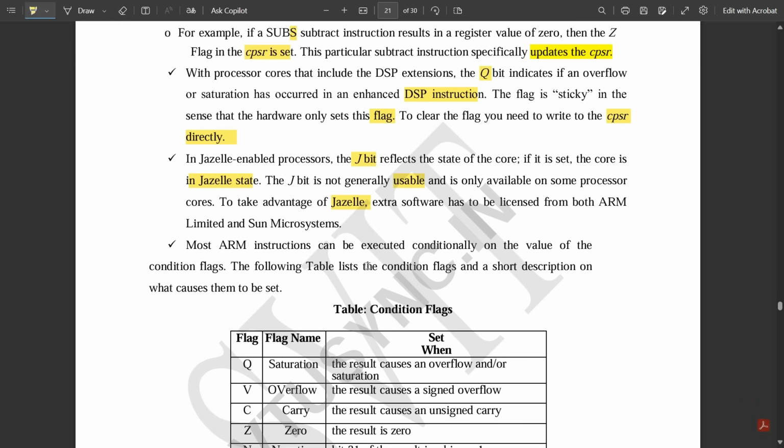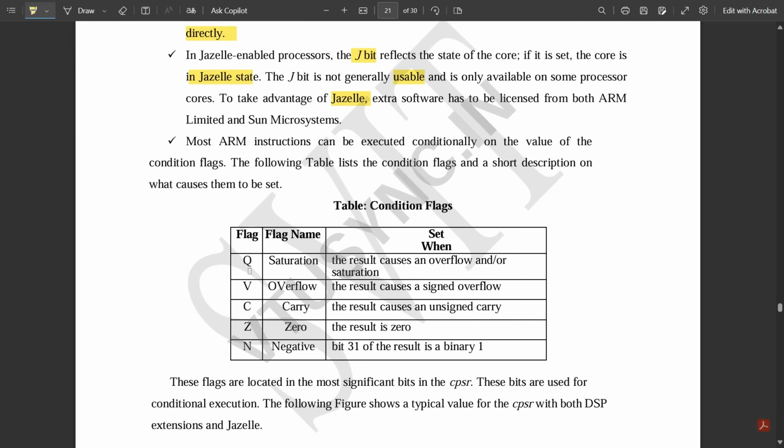The following table lists the condition flags and a short description of what causes them to be set. These are the different condition flags: Q is the saturation flag, V is overflow, C is the carry flag, Z is the zero flag, and N is the negative flag.